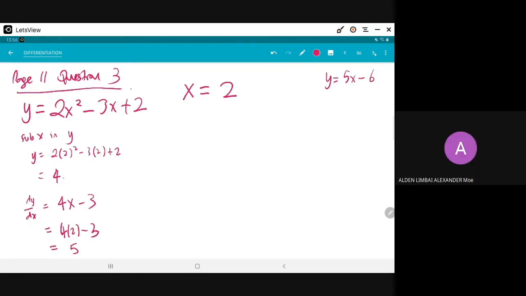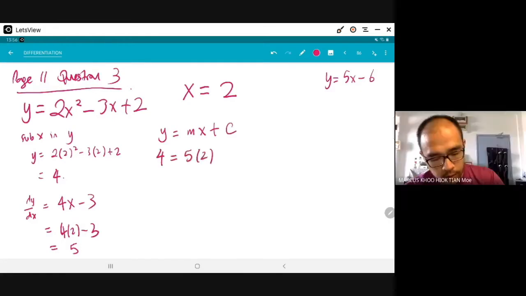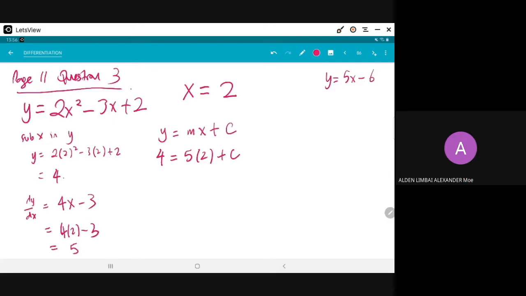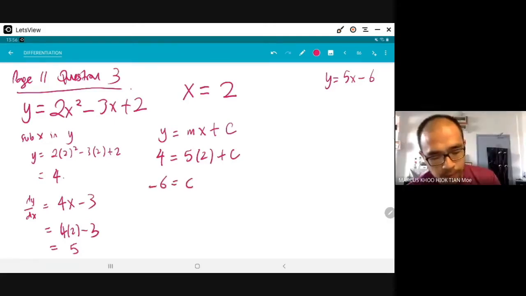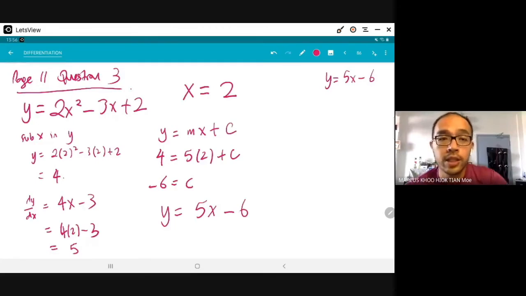And then the y, x, and gradient I substitute into y equals mx plus c. Okay, so 4 then I get equals to negative 6 for c. So you then get y equals to 5x minus 6. Okay. Looks legit. What about the rest? What do the rest think?